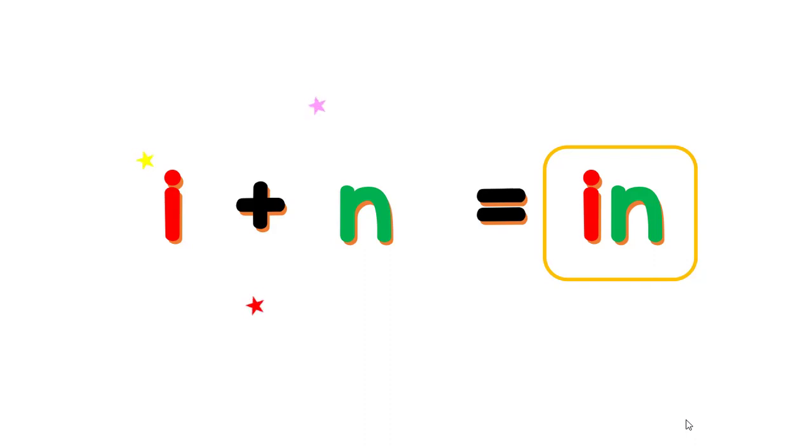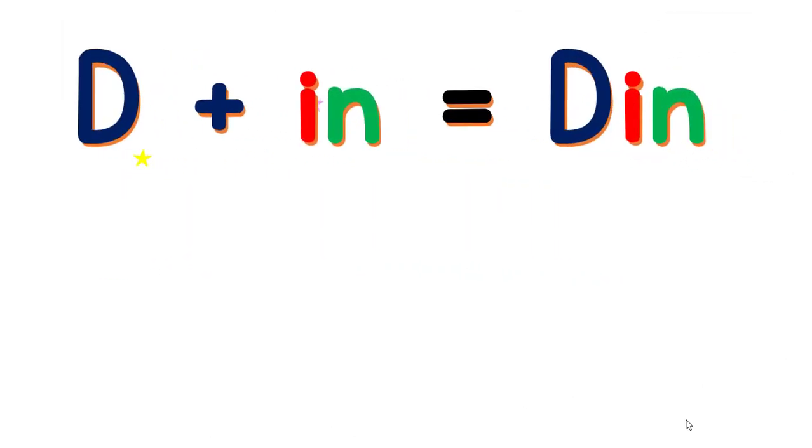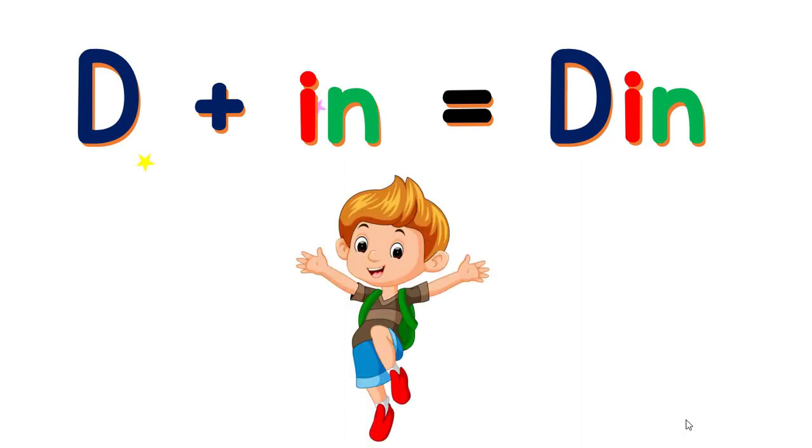Okay, so let's take a look at the first word. D, in, din. One more time. D, in, din. The Indian is the name of a person. So, this is the name of this boy. Okay, next one.